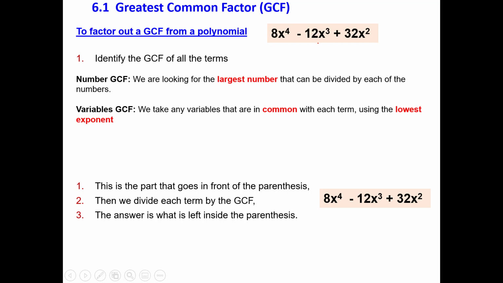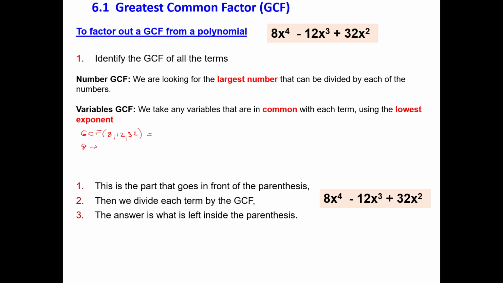And let's start with the numbers. Then we want to find the greatest common factor for 8, 12, and 32. And if you know the greatest common factor, go ahead and write just the result. But if you don't remember how to get the greatest common factor, what you can do is list the factors for each number.